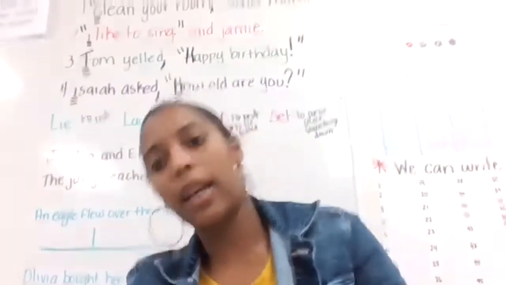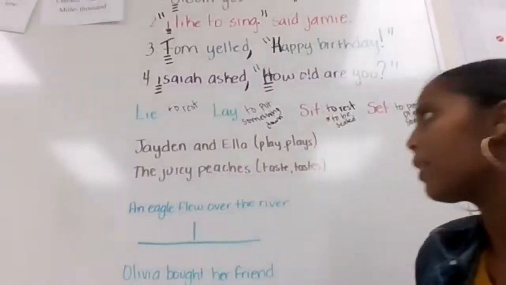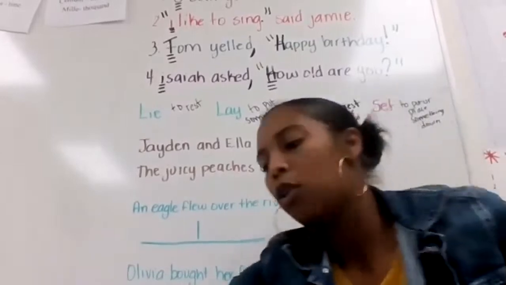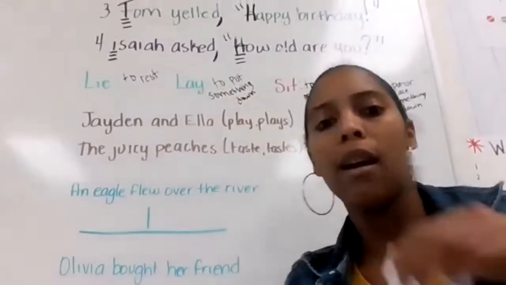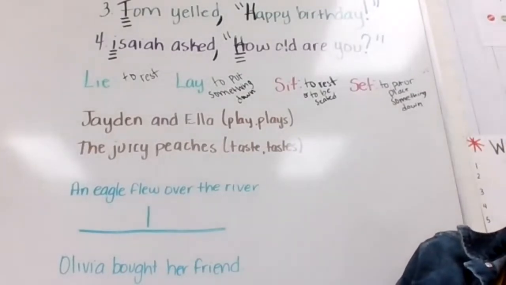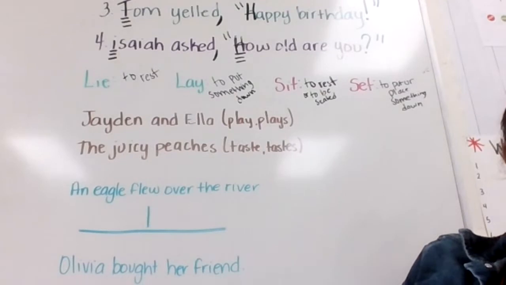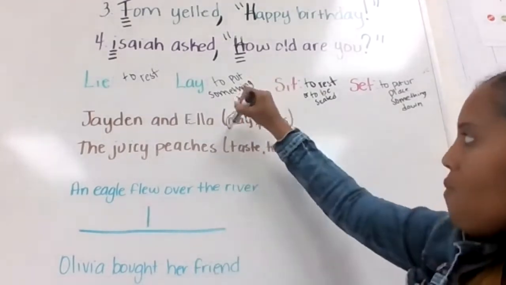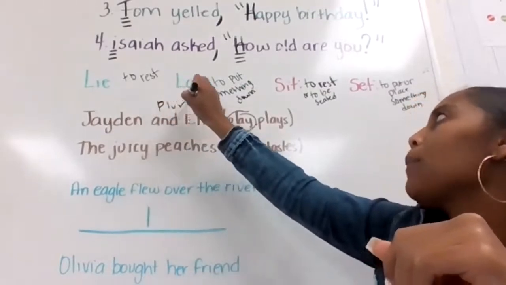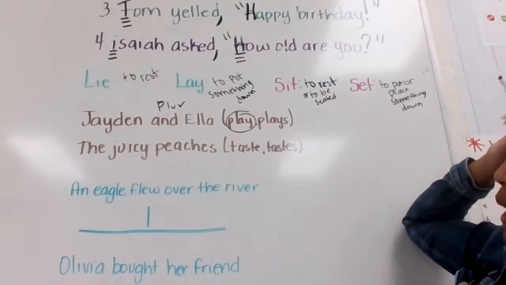Let's look at my sentences here. Let's make sure our subject and verb agree. Jaden and Ella play or plays. Which one would make more sense? Play. Remember, when your subject is plural, your verb does not need an S. So Jaden and Ella play.